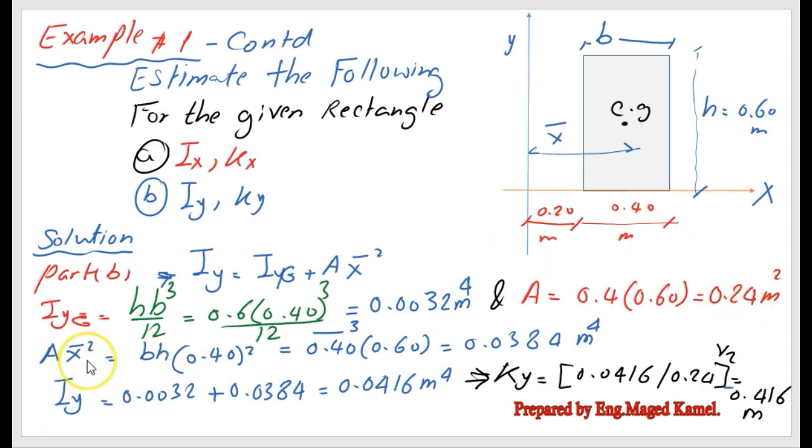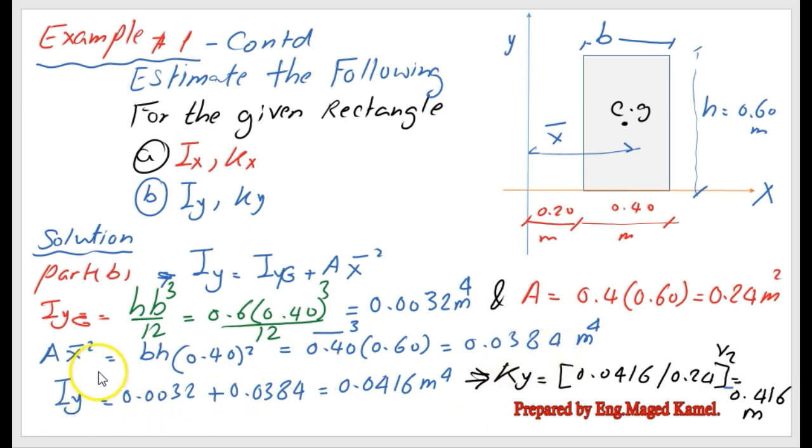For A multiplied by x bar squared, we have 0.24 by our x bar, which in this case will be 0.2 plus half of 0.4, which as a total is 0.4. We raise it to the power of 2. We will obtain 0.0384 m to the 4.